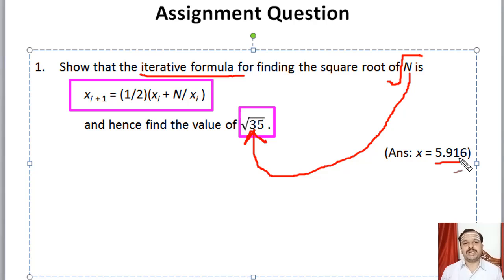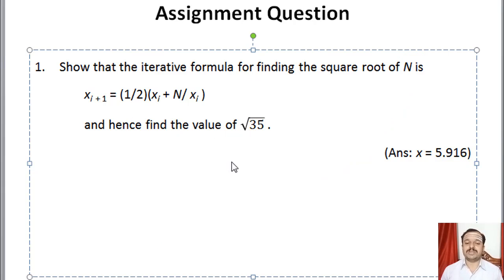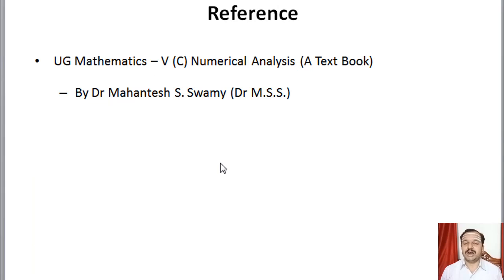You please do it. And with this, let me conclude. And I thank all of you for being with me. And once again, I request all of you to do further reference using my book. It is Mathematics 5C Numerical Analysis. It is now available. Please look at this book and try to have a command over the subject. Thank you.